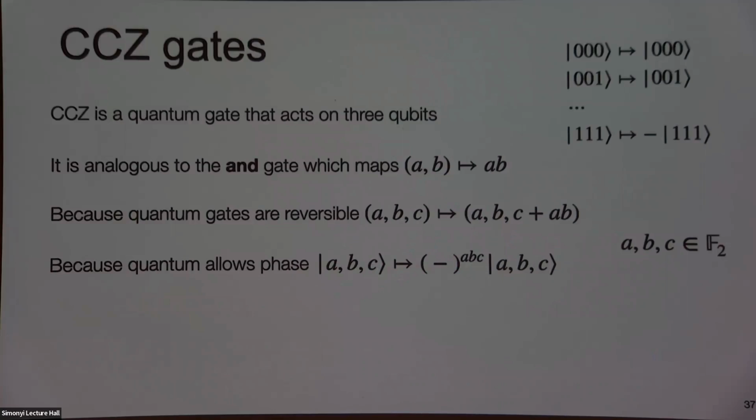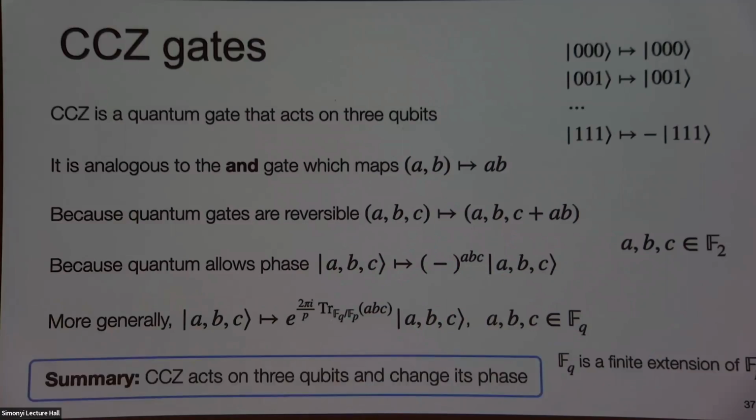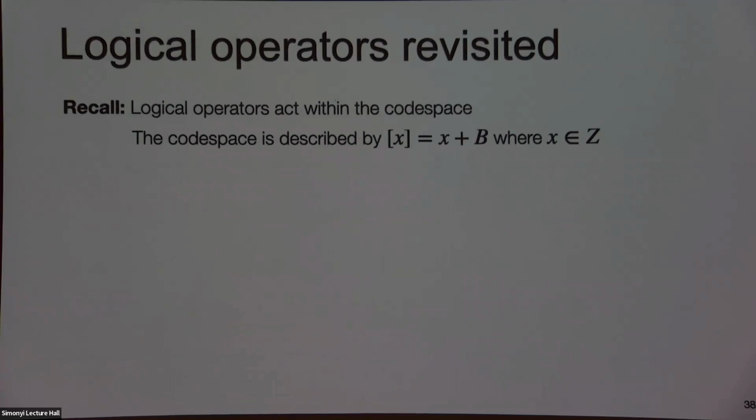Right. And more generally, you can also generalize this to larger field size. But overall, the point is that CZZ really just acts on qubits and then it changes some phases. And later on, we want to use CZZ to build some logical operation. To talk about that, let me review some facts about logical operators.